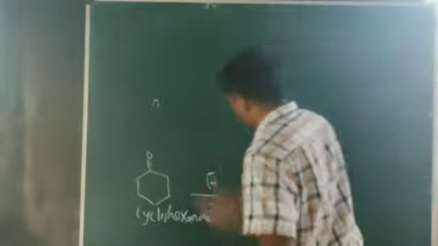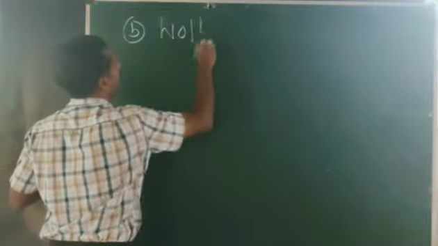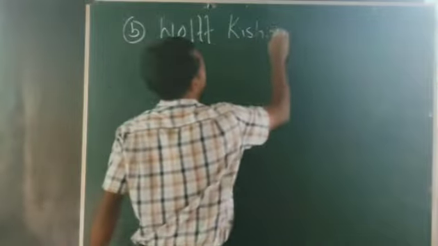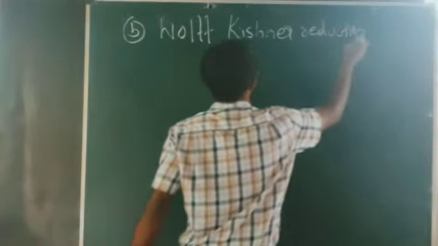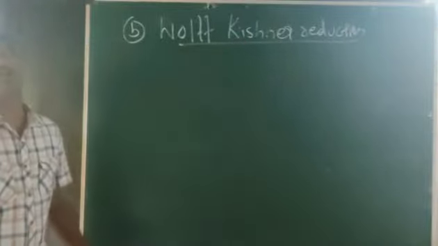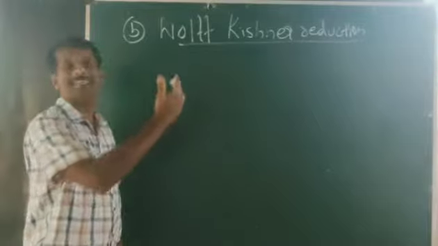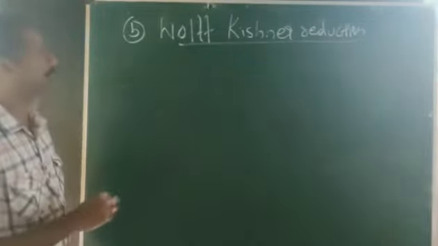Another reduction, again we get alkane. That reduction is known as Wolff-Kishner reduction. By Wolff-Kishner reduction also the aldehyde and ketone will be converted to alkane, but the reducing agent is different. Okay, let us go through Wolff-Kishner reduction.